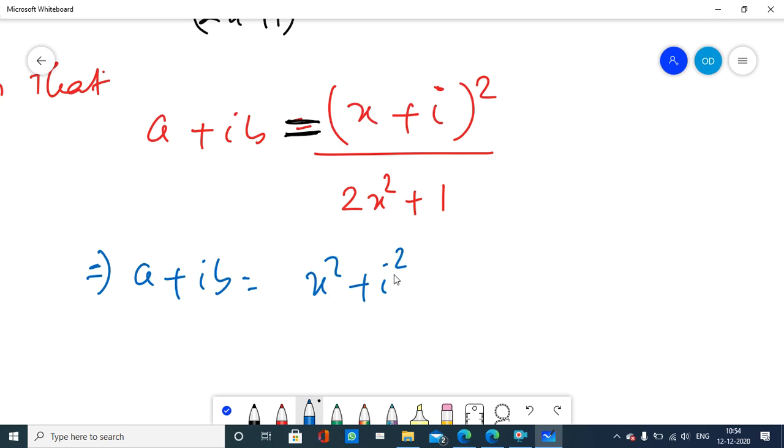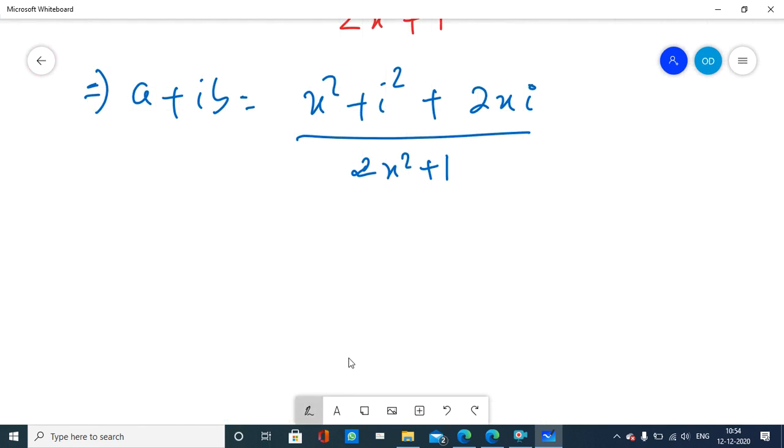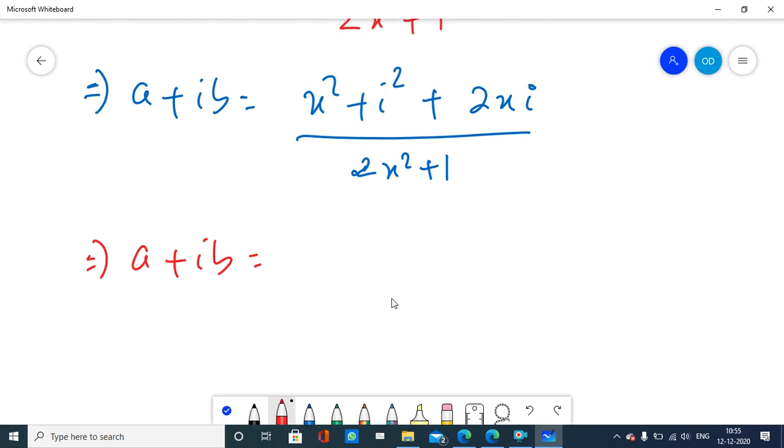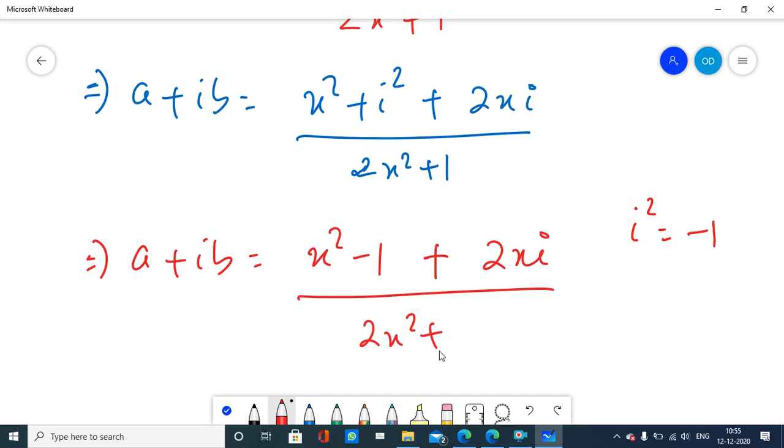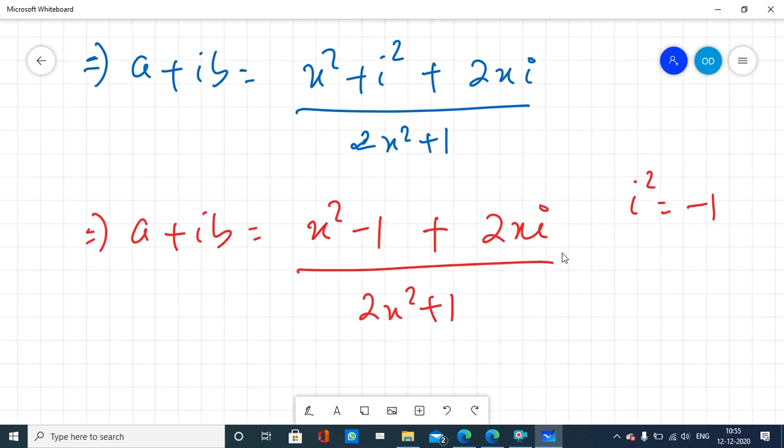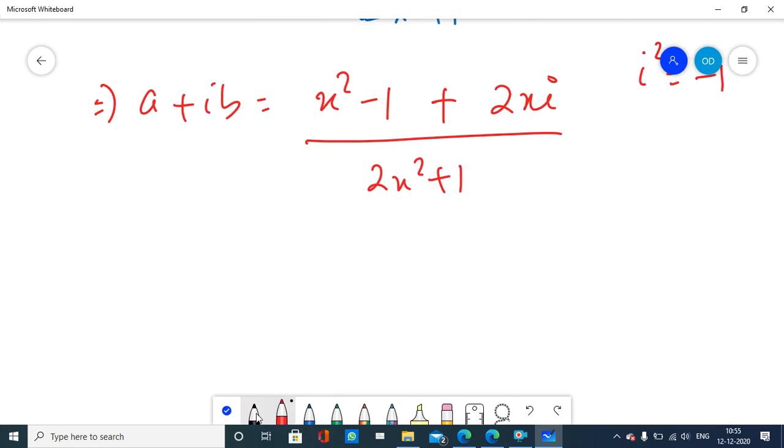So a plus ib is equal to x squared plus i squared plus 2xi, divided by 2x squared plus 1. Everybody getting my point? Then a plus ib is equal to, well, we know that i squared is minus 1. So this is x squared minus 1 plus 2xi, divided by 2x squared plus 1.